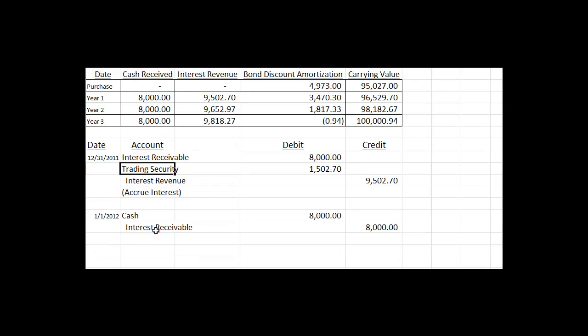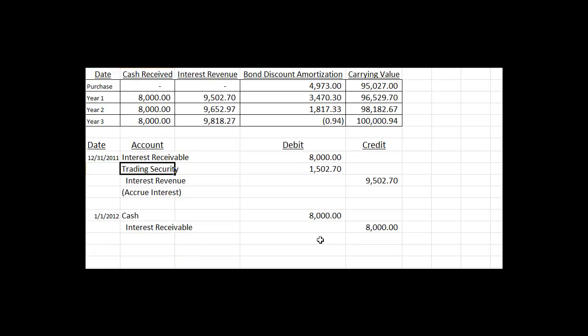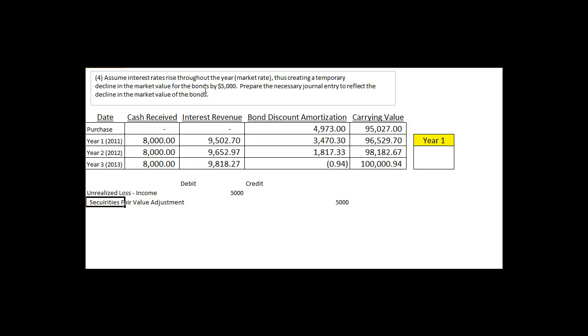Very similar. Then when we receive the cash payment on the first of the year right here, this entry is the same. So no difference between available for sale and trading yet, other than the name of the account. That brings us up to the mark to market. Now this is slightly different, although the values are the same. I've told you that the value decreased by $5,000 for the same rationale, and so at the end of year one we have a $96,000 amortized cost. Value went down by $5,000 according to the market, so we have an unrealized loss.